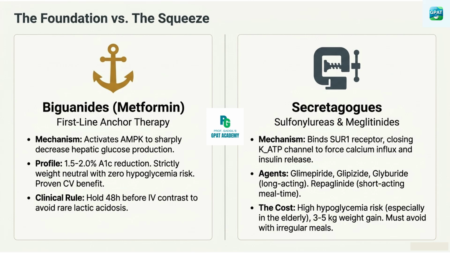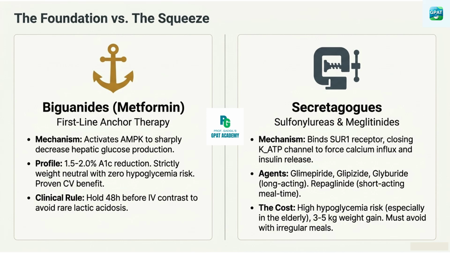Next, we will discuss the detailed drug profiles. First is the biguanides. They activate the AMPK and hence decrease the gluconeogenesis and increase the glucose uptake in the muscle. Advantages include no hypoglycemia, weight neutral or weight loss, CV benefits, and inexpensive.